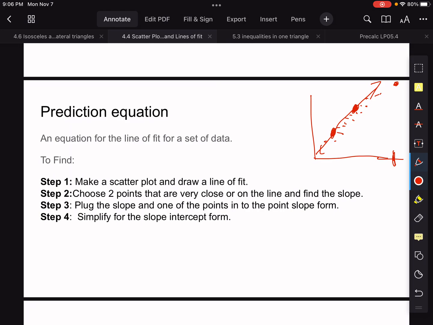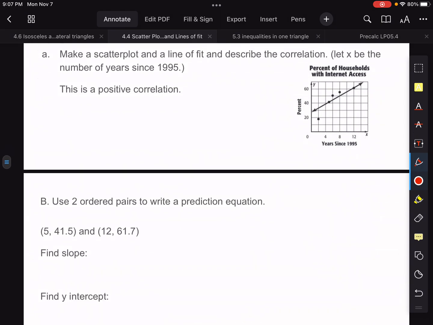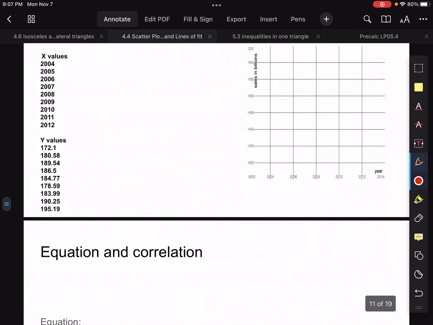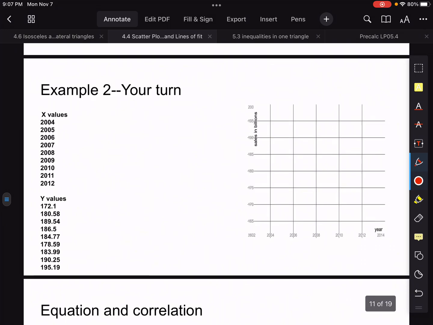That's our steps. Let's do it. So here's an example. I don't think this is in your actual notes. I just wanted you to watch this one. But maybe for the sake of time, we'll do the one that is in your notes, which is, I think, this guy.